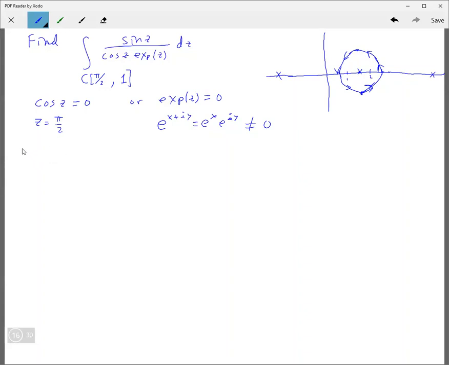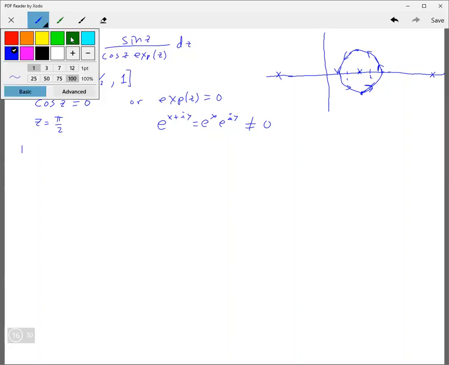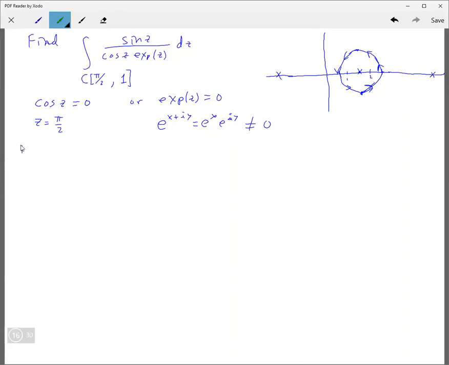Okay. So now we need to find the residue of f at pi over 2. And that's what the integral is going to be. It's going to be 2 pi i times the residue of f at pi over 2. By f, we mean this whole function here, sine z over cosine z times exponential z.